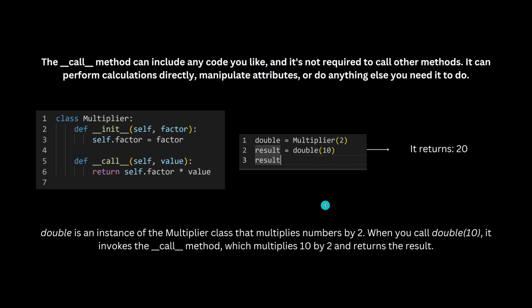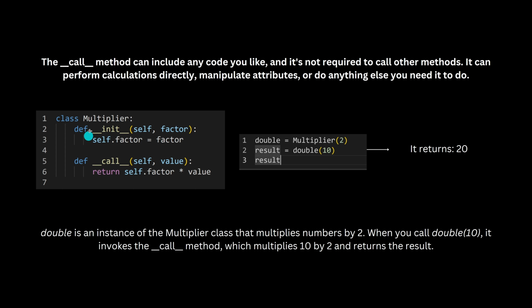Great. What next? This call method can include any code that you like. For example, if we have a class Multiplier with an init, we do not have to have any other methods. It is absolutely okay if you just have a class with the init method and the call method, and all the operations are performed within the call method, if this is the efficient way to code it.